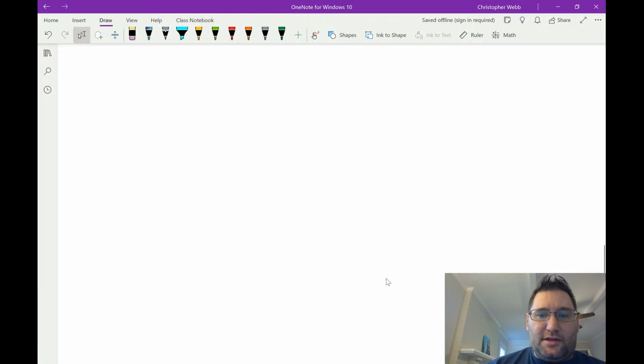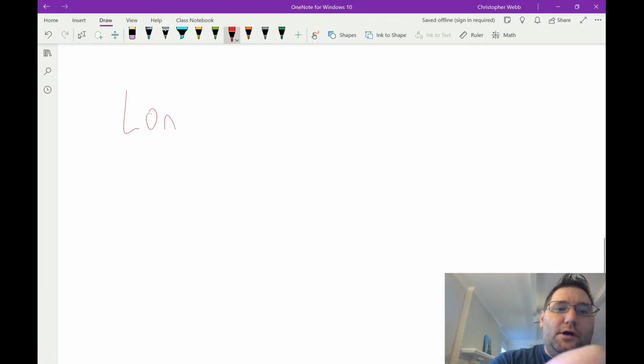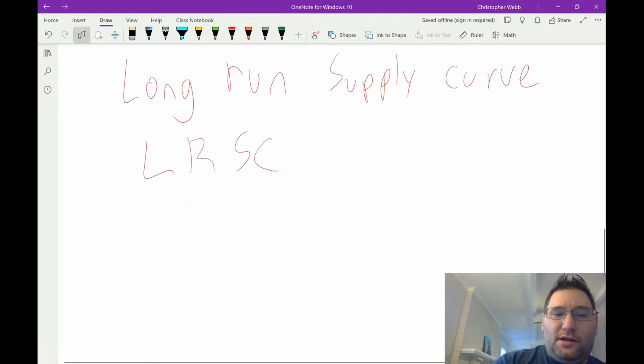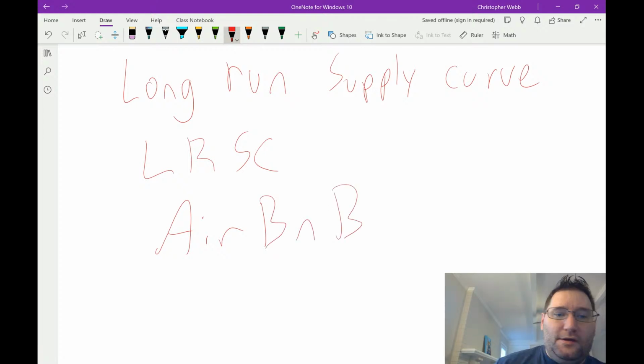So today we're going to talk about the long run supply curve. I'm going to call it the LRSC for short. And what we're going to do is explain it using Airbnb. So when we talk about Airbnb and we talk about long run supply curves in economics, it's a little different than what you normally see.